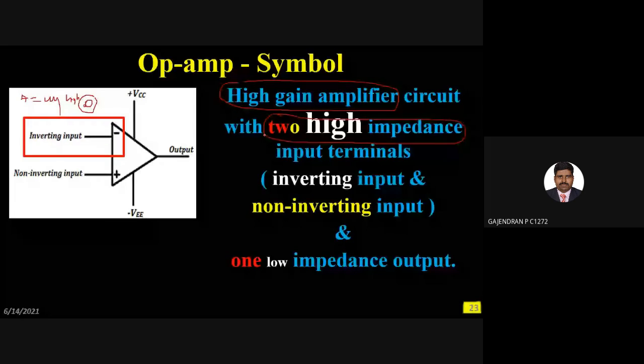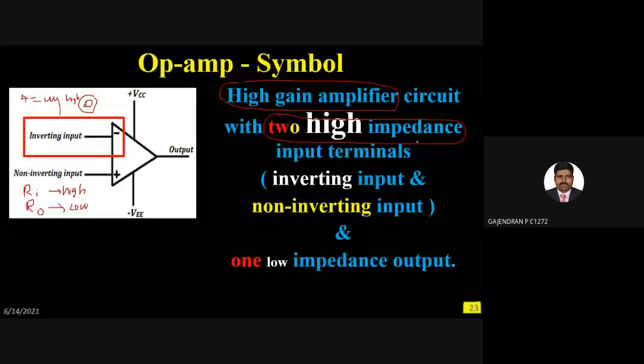Why do we have the name like that? For an operational amplifier, Ri, the input resistance, will be very high. What is Ro? Output resistance. The output resistance is very low. So since input resistance is very high, the input terminals will have high impedance.